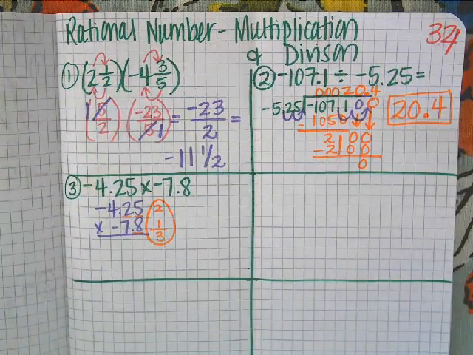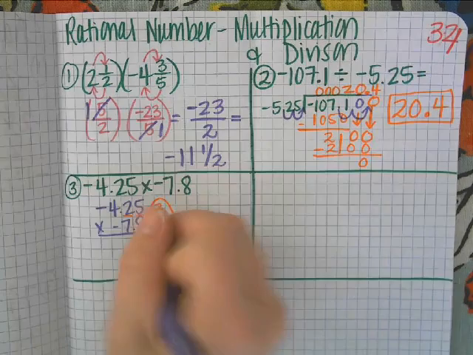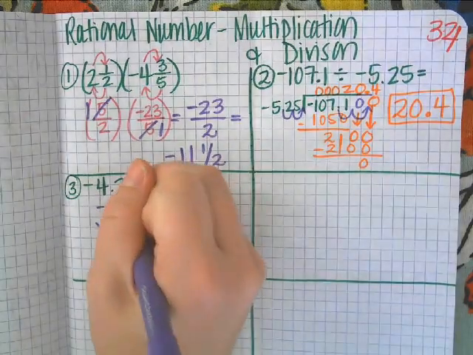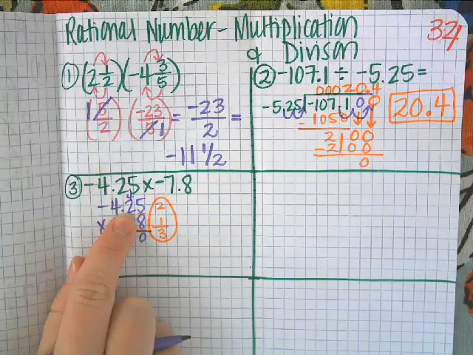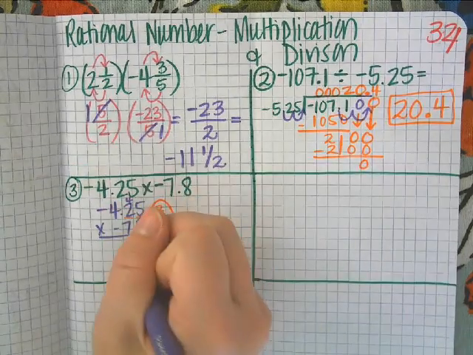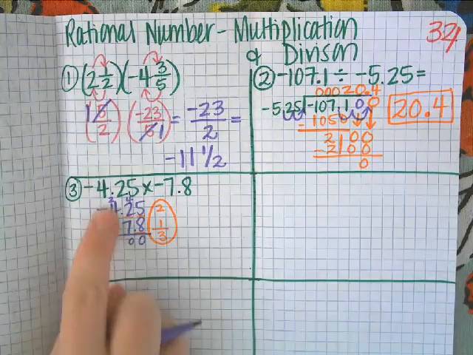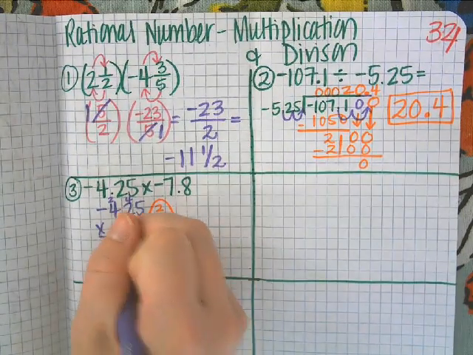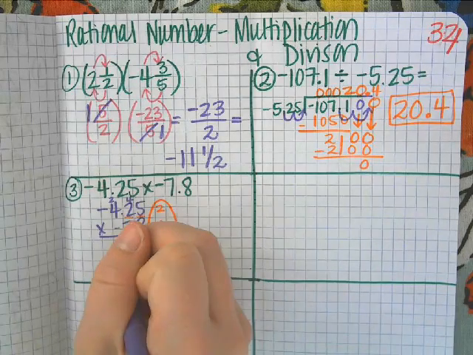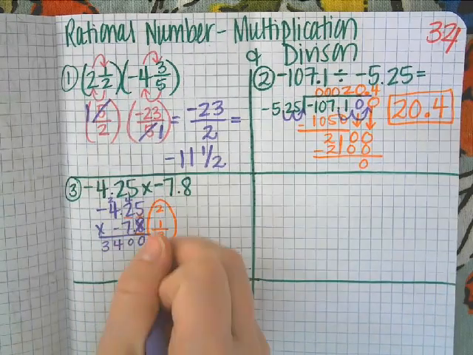Let's do some multiplication. 8 times 5 is 40. Carry my 4. 8 times 2 is 16. Plus 4 gives me 20. Carry my 2. 8 times 4 is 32. Plus 2 is 34. Now I'm going to go to the next place value.